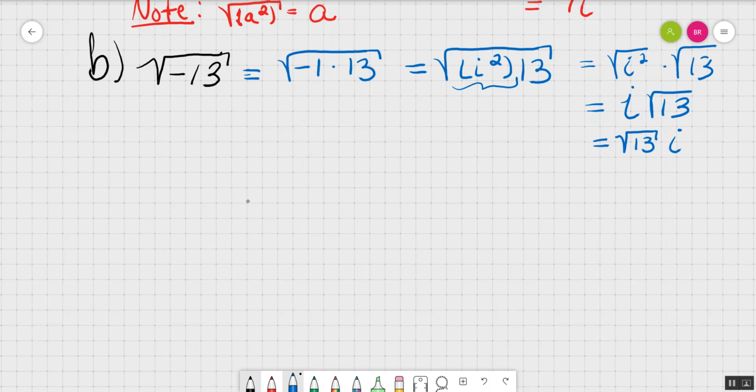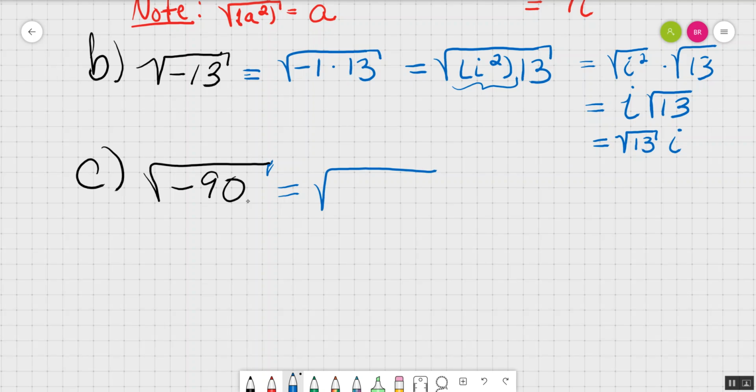Just so you know. Let's do one more with simplifying. Let's do the square root of -90. So this one's a little harder. So I'm going to break it up into pieces. So I've got my -1. I'm going to think of this as -1 times 9 times 10. So I've got 3 parts, some of which are perfect squares, some of which are not.